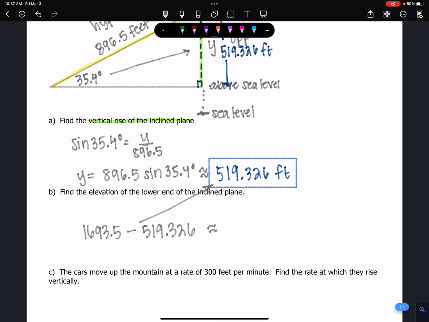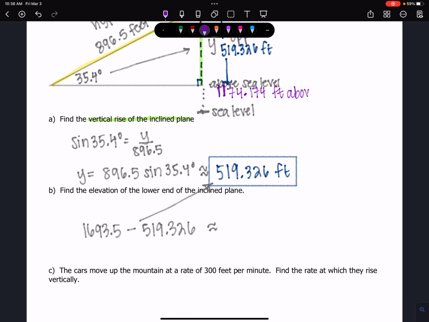So this value right here is going to be 1174.174 feet above sea level. So that's where we started. That was our elevation before the cars started up this incline. So before those cars started up the incline, the elevation, wherever they are, is 1,174.174 feet above sea level. And that's called your elevation.